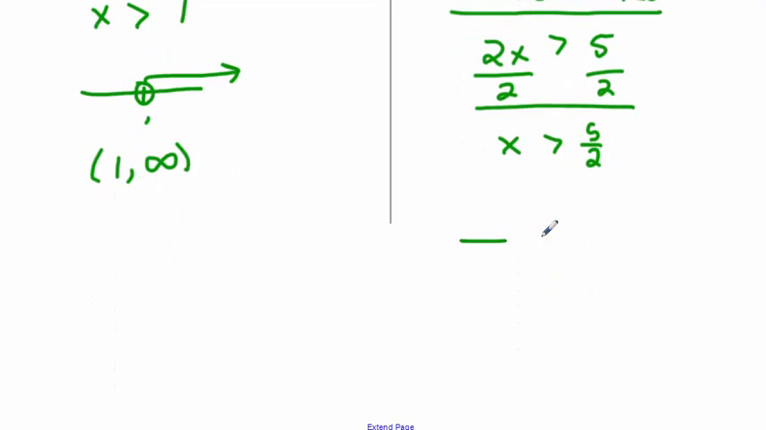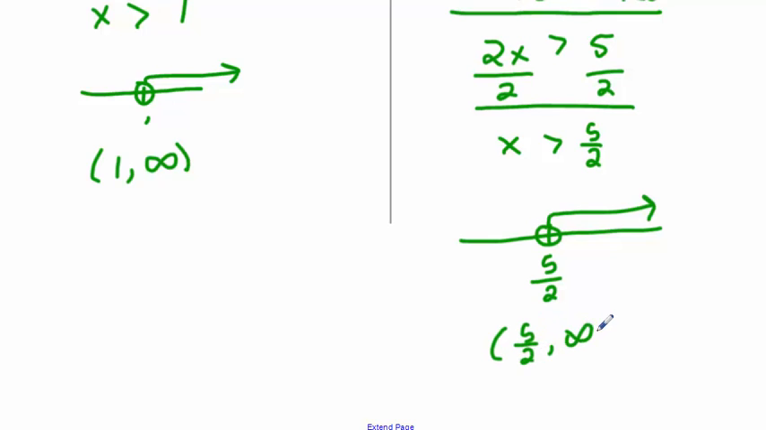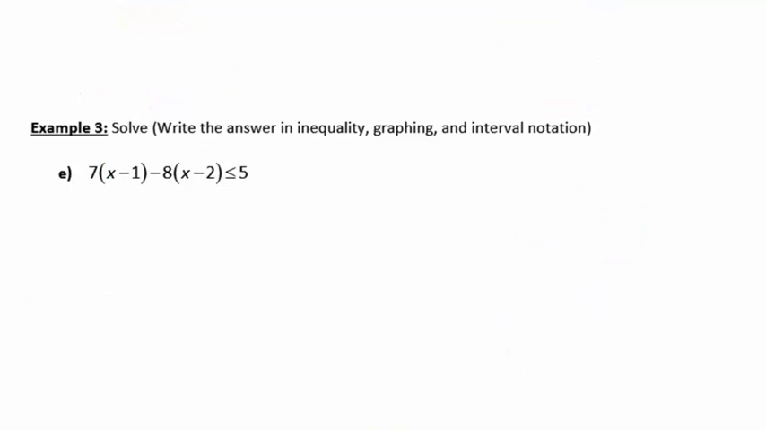All these ones turn out to be greater than. That's interesting. So x is greater than 5 halves, open circle, and my interval is going to have parentheses again, 5 halves, comma, infinity. Parentheses because no equal bar, open circle, parentheses. Let's look at the next page.